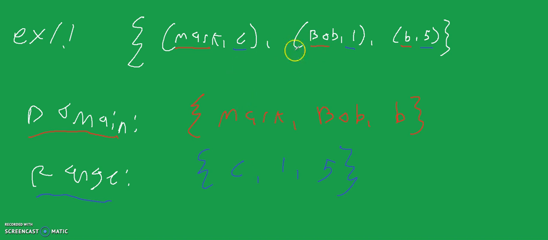And so now I have my relation up here. My domain is my first components, my range is my second components. And that's all I have for relations and how to find their domains and ranges.